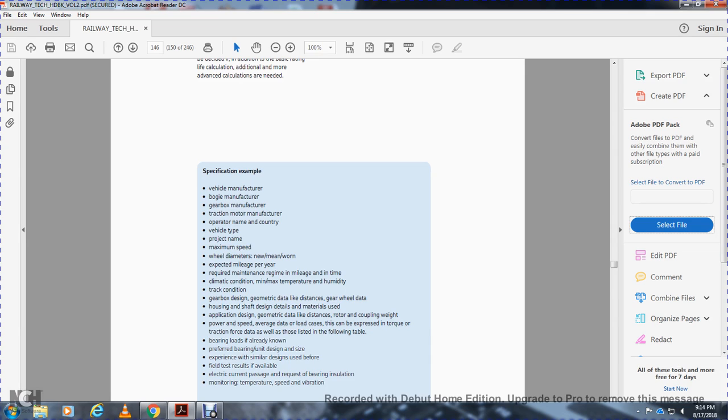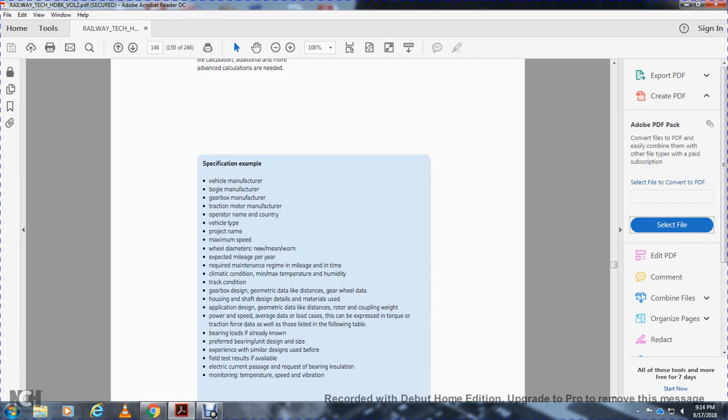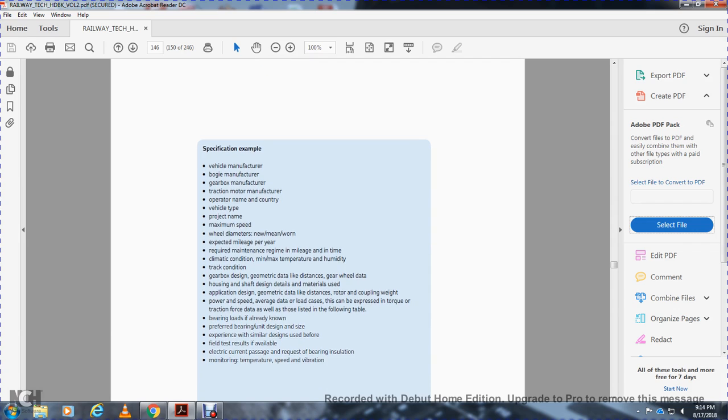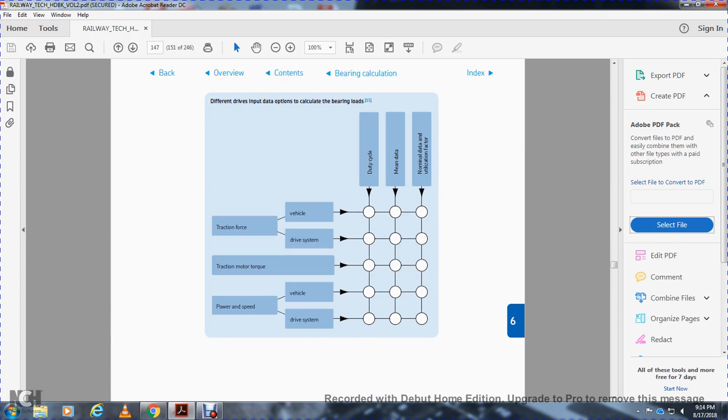For those listed in the following table: the bearing loads already known, preferred bearing unit design, experience with a similar design before and field test results if available, electrical current paths required for the bearing, insulation, mounting, temperature, speed, and vibration. Data drives input, output with the calculation and bearing data.